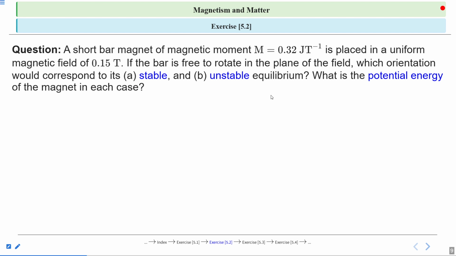Okay, so the bar is free to rotate, the magnitude of the magnetic moment is given, and the magnetic field is also given. At what orientation, or we can say what theta, will be stable equilibrium or unstable equilibrium? And what is the potential energy of the magnet in this case? I will give you some time to solve it.